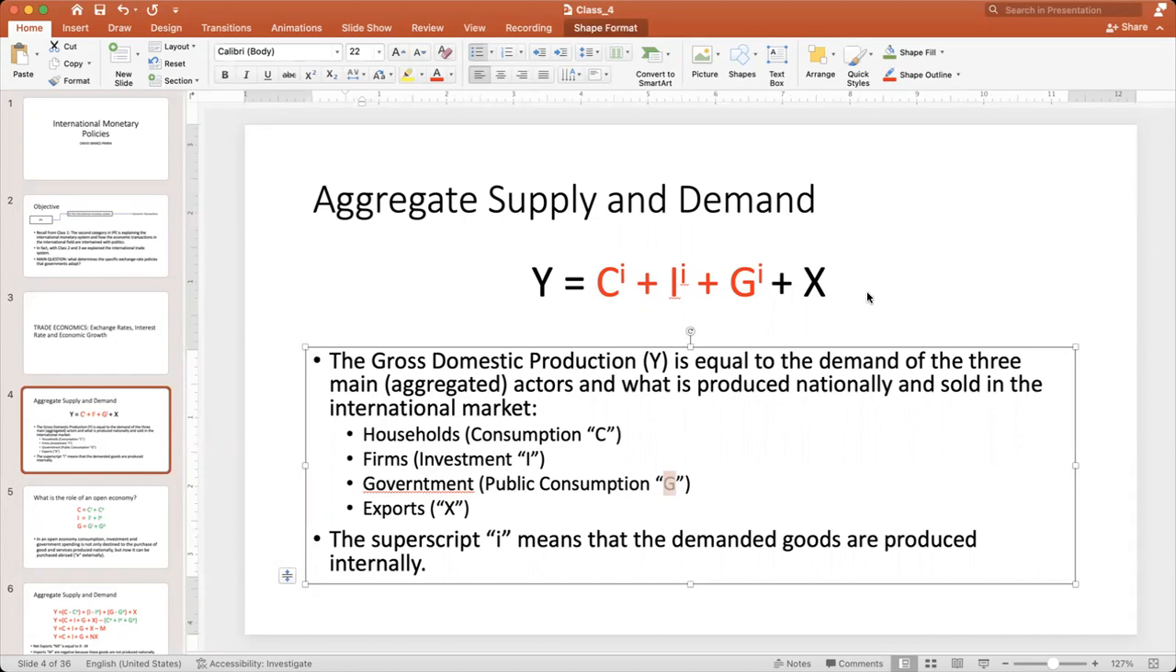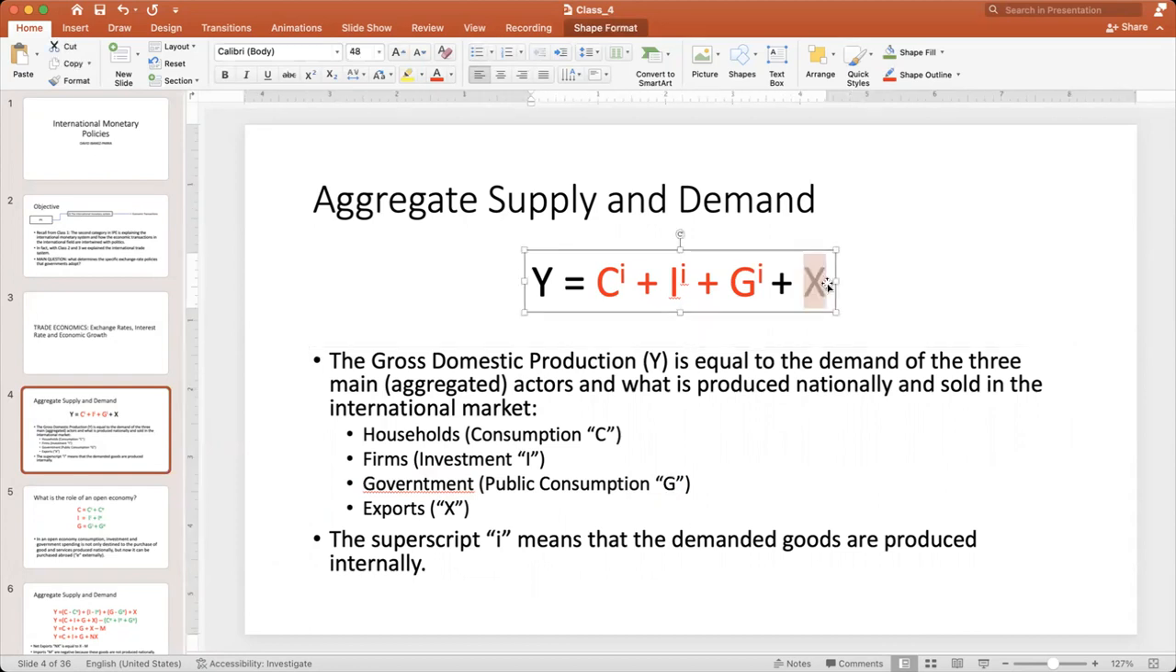However, as you can see, there is another letter here, which is X. X is not made by one specific actor. It's made by the 3 actors. And X is exports. What is an export? It's a good or service that is produced domestically, but is sold in the international market. Another important thing that you have to see here is that the C, I, and G, these 3 letters have the superscript I, which means that the consumption, the investment, and the public expenditures are both in or produced domestically.